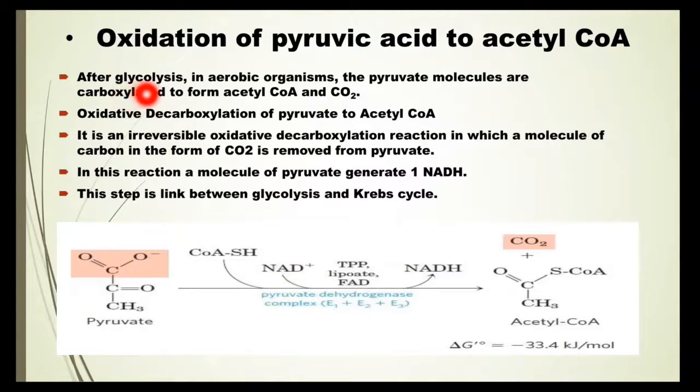Now, oxidation of pyruvic acid to acetyl coenzyme A. After glycolysis in aerobic organisms, the pyruvate molecules are carboxylated to form acetyl coenzyme A and carbon dioxide. Oxidative decarboxylation of pyruvate to acetyl coenzyme A is an irreversible reaction in which a molecule of carbon in the form of carbon dioxide is removed from pyruvate. In this reaction, a molecule of pyruvate generates one NADH molecule. This step is the link between glycolysis and Krebs cycle.